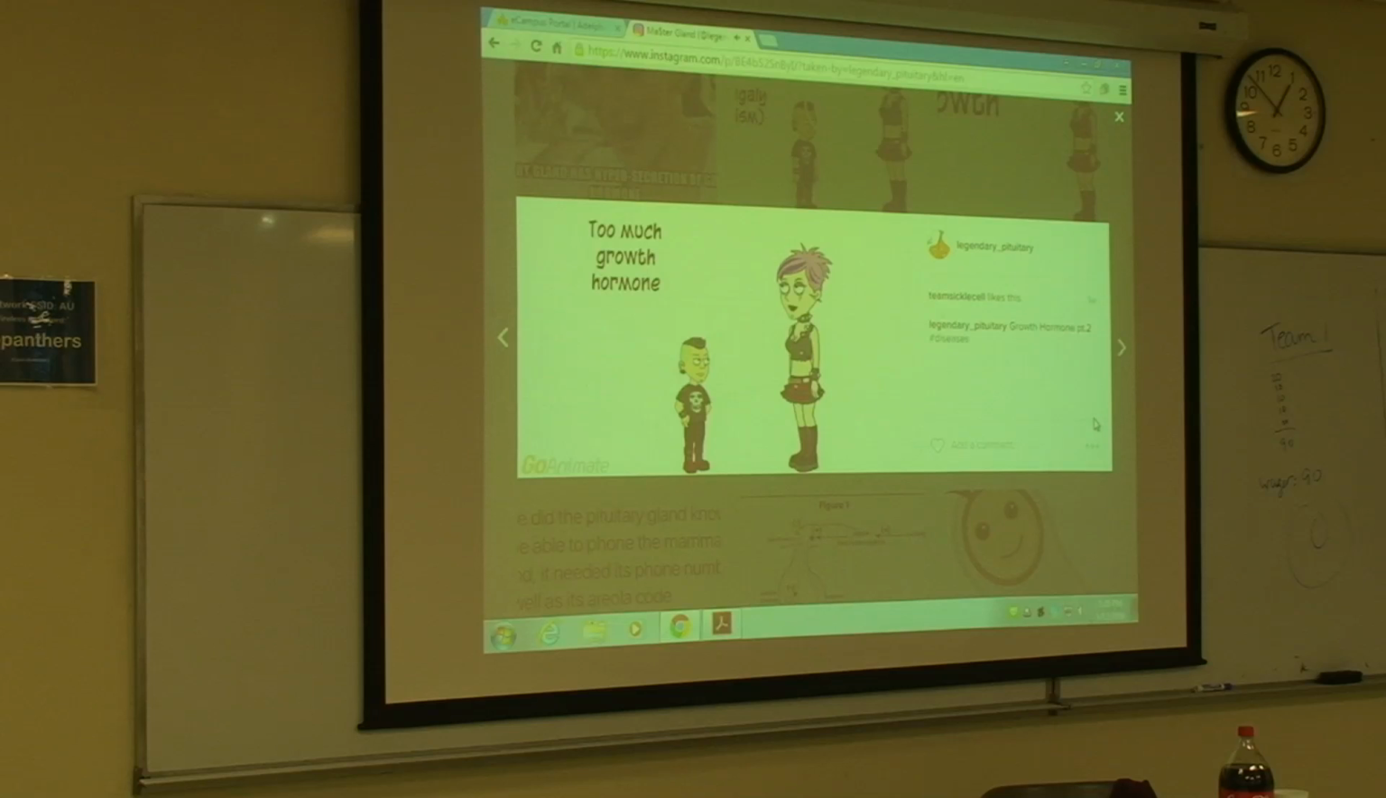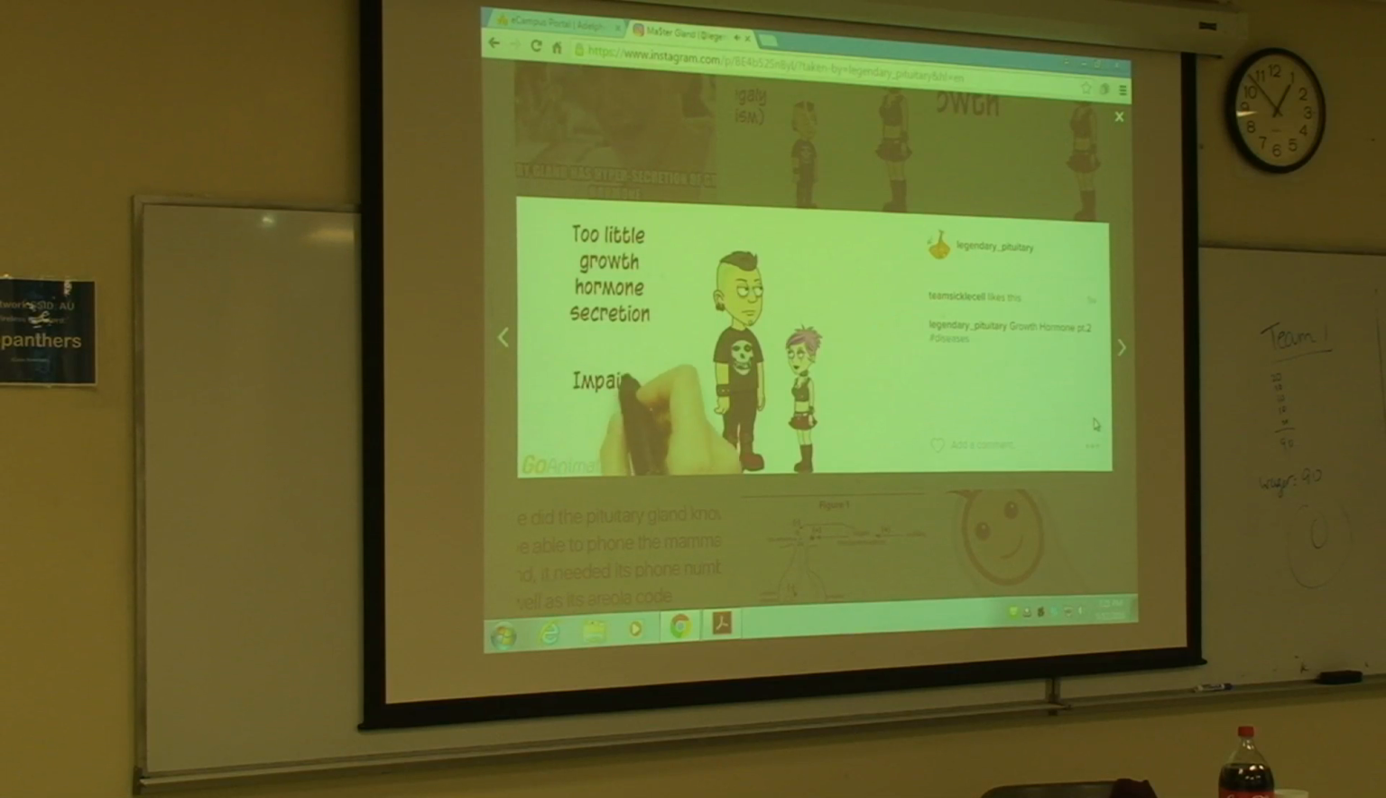Too much growth hormone secretion causes a condition known as acromegaly, or giantism. Too little growth hormone secretion causes impaired growth.